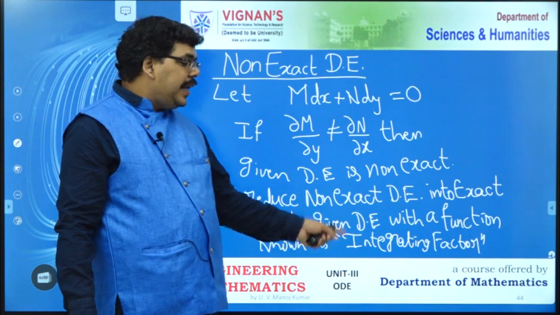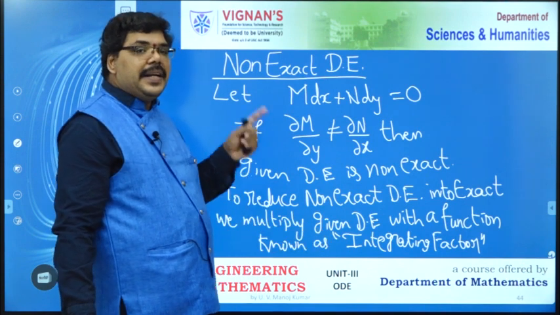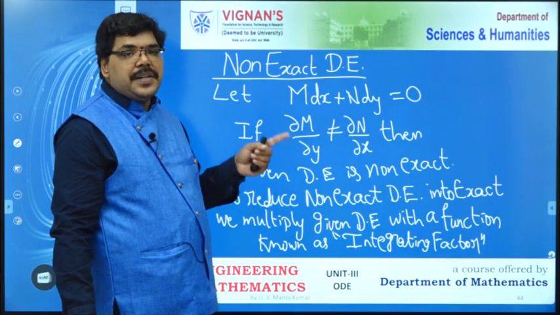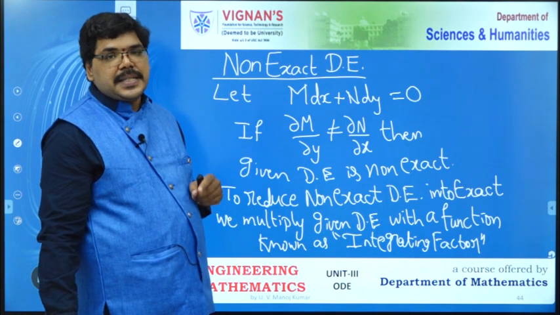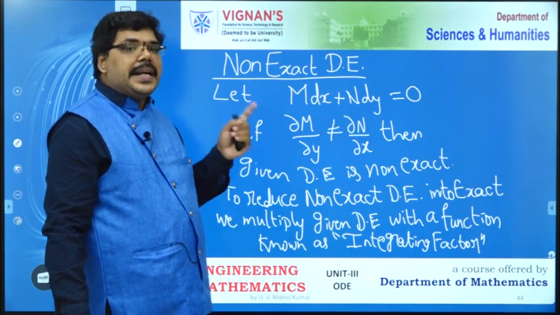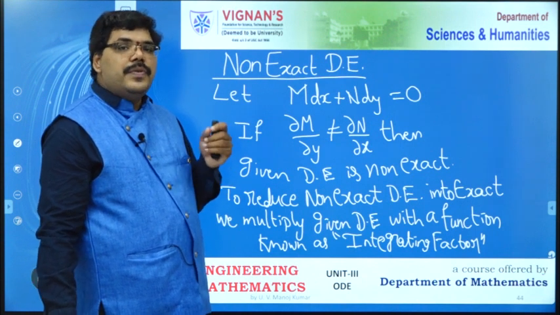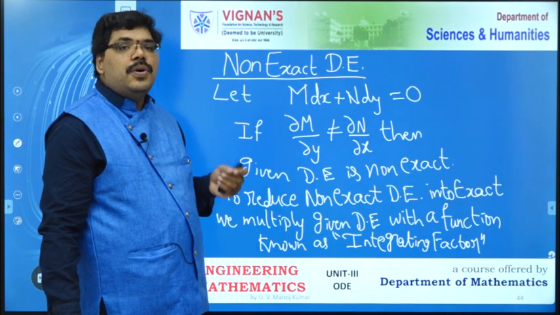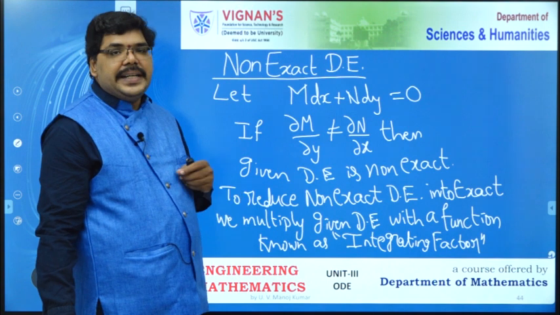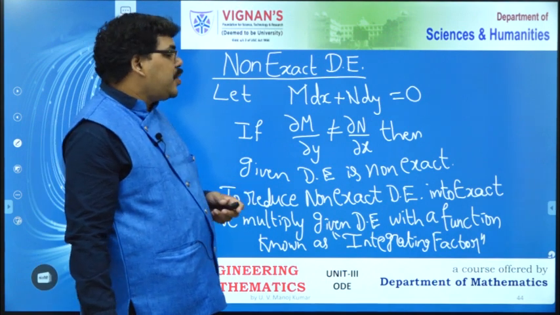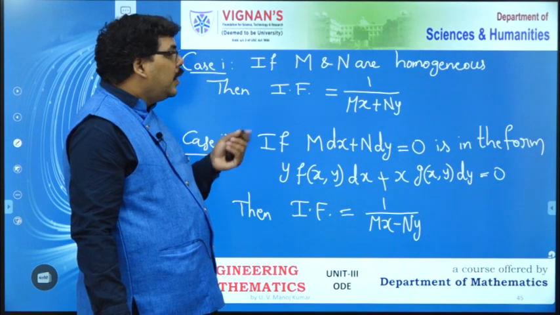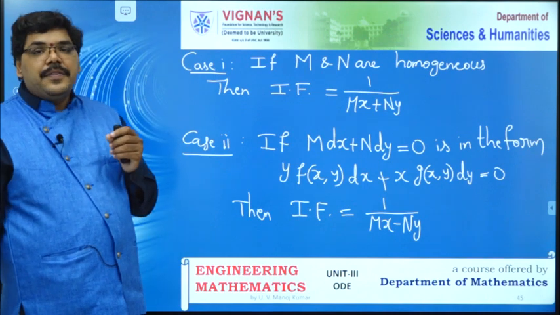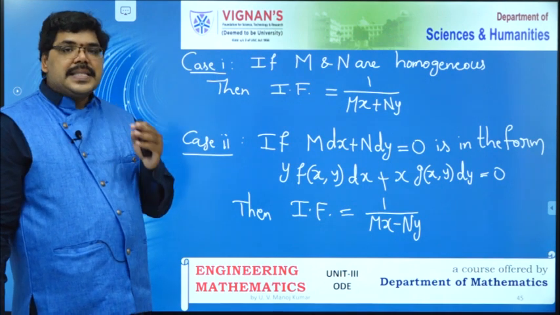We find the integrating factor, and we multiply the given differential equation with the integrating factor on both sides. When we multiply, the non-exact reduces into exact. Now we will see the methods to reduce non-exact into exact, that is, to find integrating factors. How to find the integrating factor? Is there any specific procedure? Let us see. There are 4 different cases for which integrating factors are predefined. Let us see them one by one.